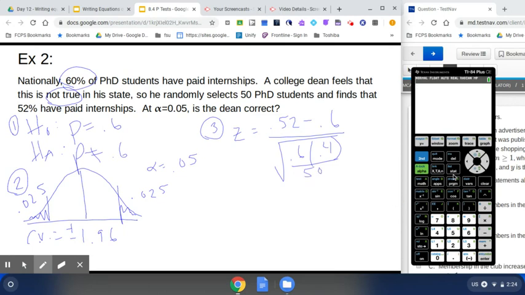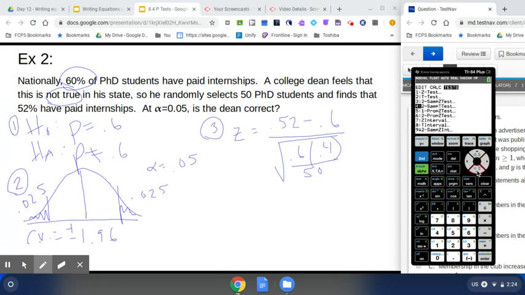All right, guys, I'm going to go over to stat and tests and again select number 5, one prop z-test. That's for one proportion z-test. Our null hypothesis was 0.6. We were not given a number of successes, but what we do know is 52% of the 50. So I'm going to multiply and figure out what is 52% of 50. Okay, so the calculator tells me that that's 26.